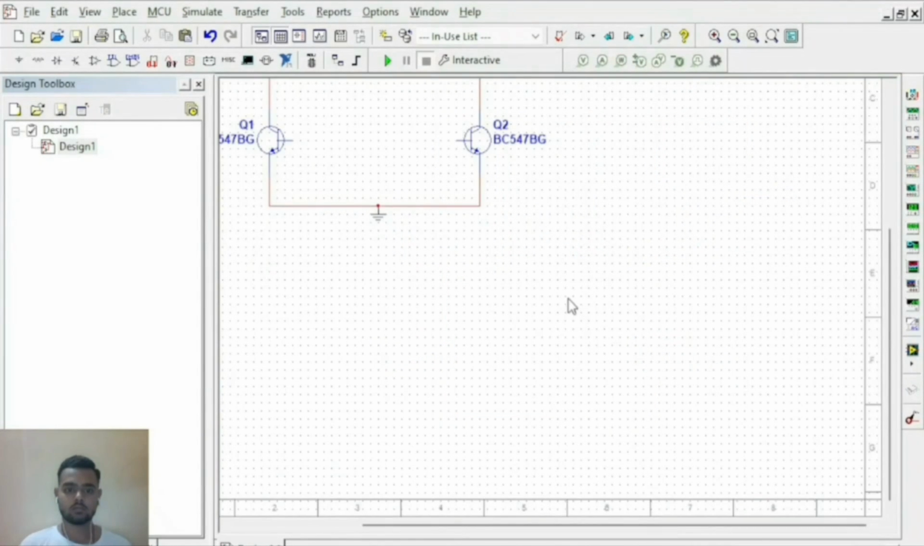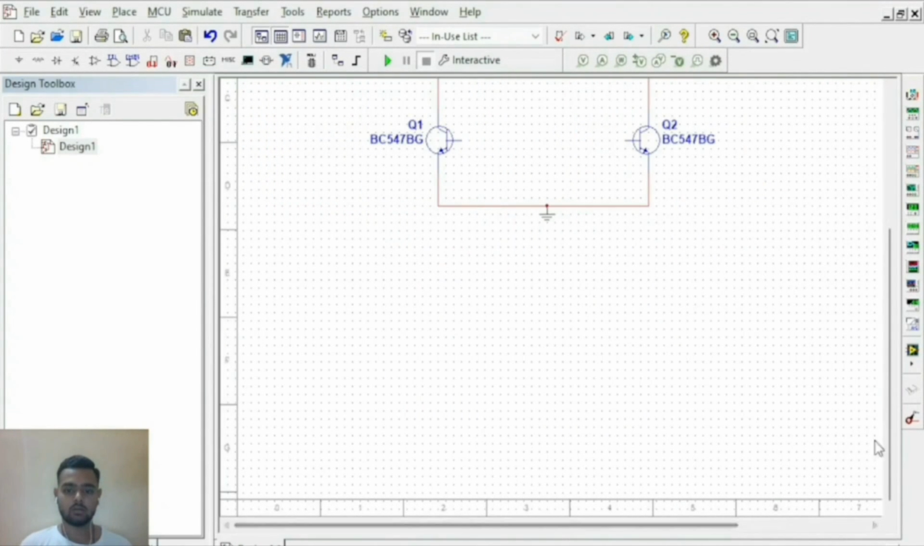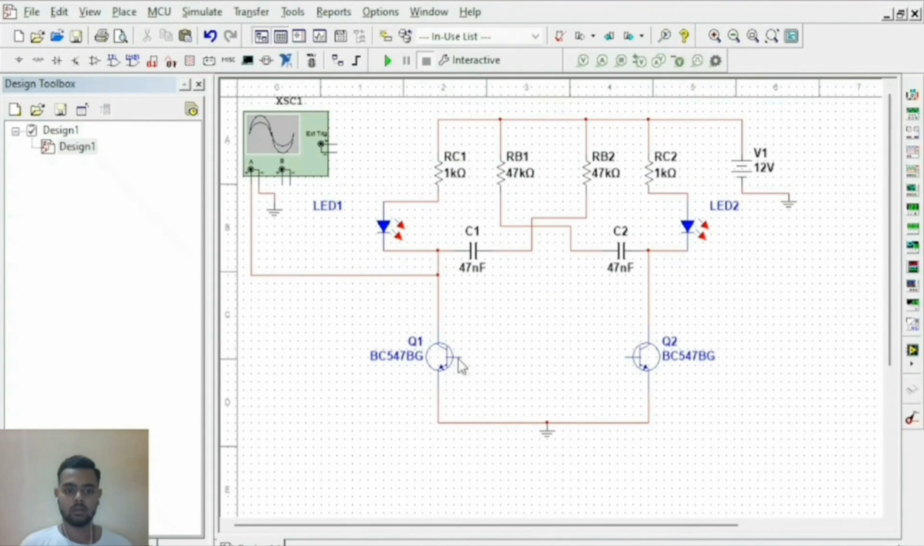Now we have to connect the base of Q1 to capacitor 2 and the base of Q2 to capacitor 1. Now everything is perfect. Let's simulate. So as you can see, both the LEDs are blinking alternately. Once LED 1 is on, LED 2 is off, and when LED 2 is on, LED 1 is off. Now let's check the graph.